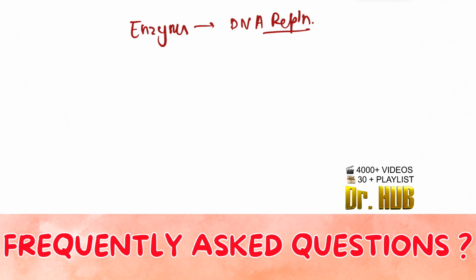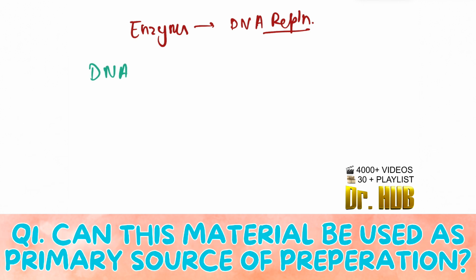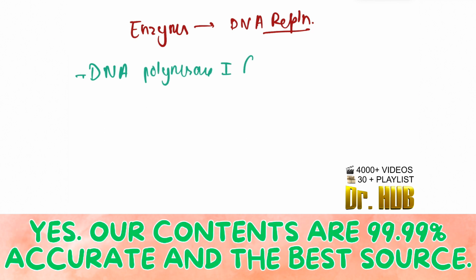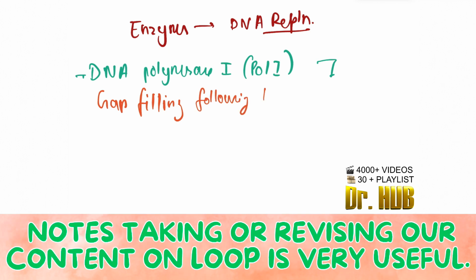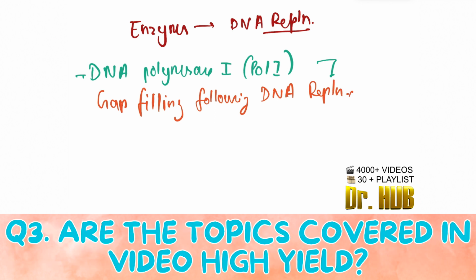Today we'll look at the enzymes involved in DNA replication. To begin with, first is DNA polymerase 1, in short known as POL1. What is the function of this? It does gap filling following the DNA replication, as well as repair and recombination.